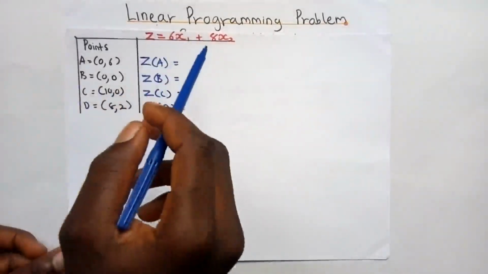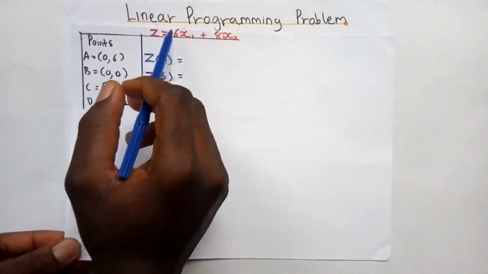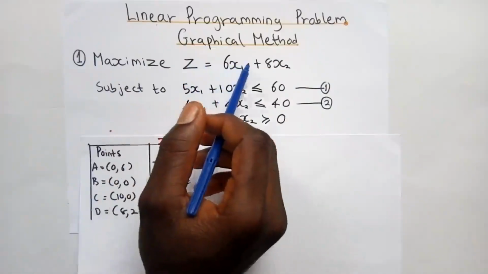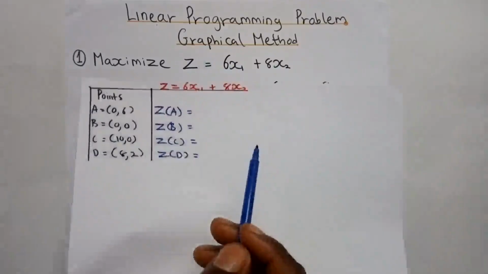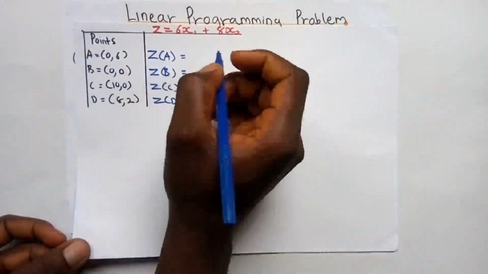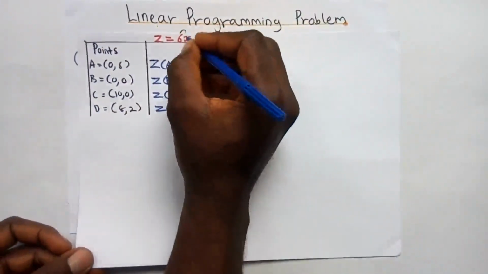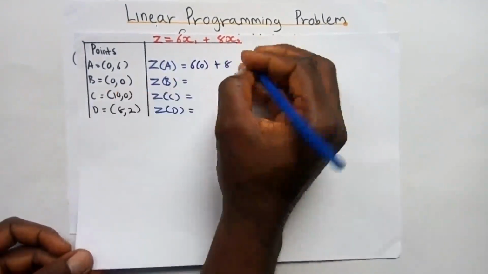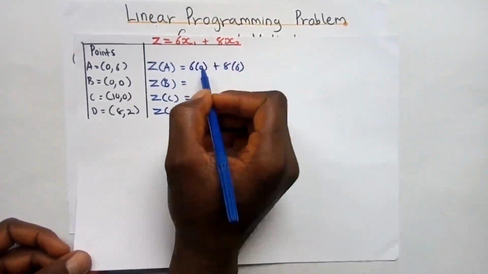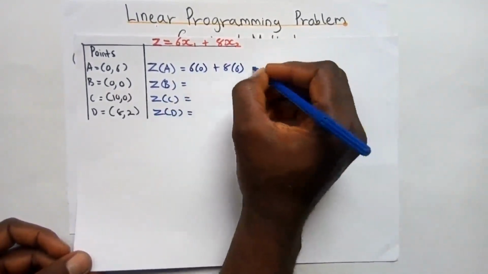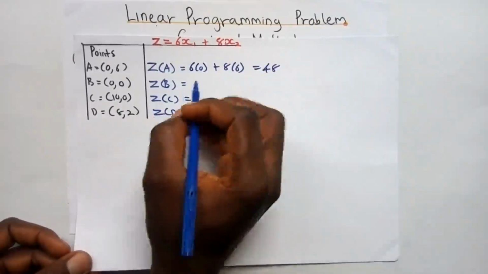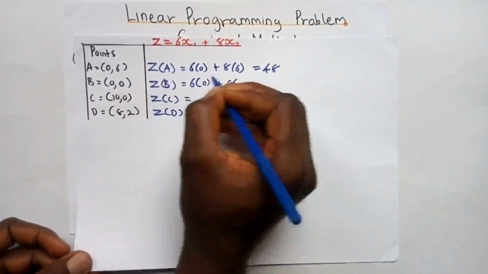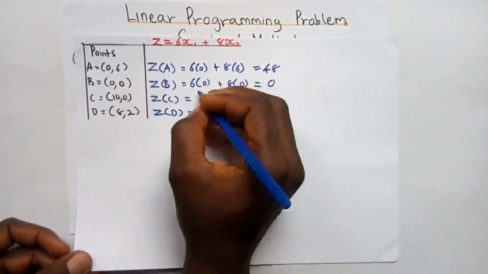We want to find the optimal solution now. Look at the objective function. Maximize Z is equal to 6s1 plus 8s2. So Z is the objective function now. At point A, Z is equal to 6 multiplied by 0, plus 8 multiplied by 6. 6 multiplied by 0 is 0, and 8 multiplied by 6 gives us 48. At point B, 6 multiplied by S1, 0, plus 8 multiplied by S2, 0, is equal to 0.